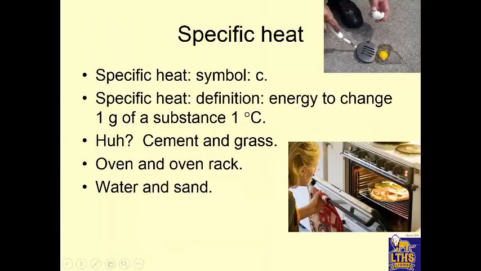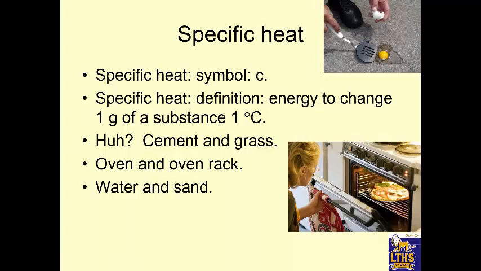Okay, so let's describe what specific heat means again. Specific heat has the symbol C. Its definition is the energy needed to change 1 gram of a substance 1 degree Celsius. So let's think what that means. When you are standing barefoot in the summer, would you rather be standing on the cement or on the grass? Well, the substance that changes temperature more quickly lets heat pass through it more quickly, and so has a low specific heat. So cement has a low specific heat, so the heat goes into you. Grass has a higher specific heat.